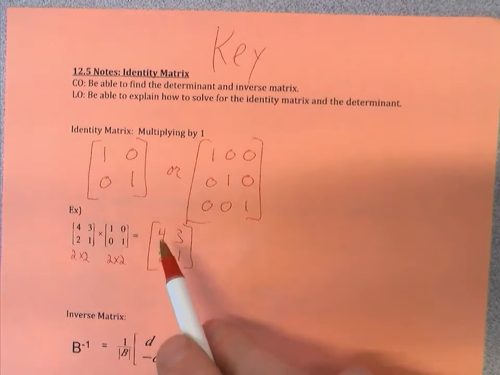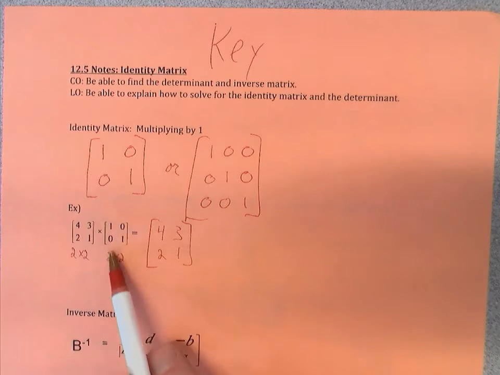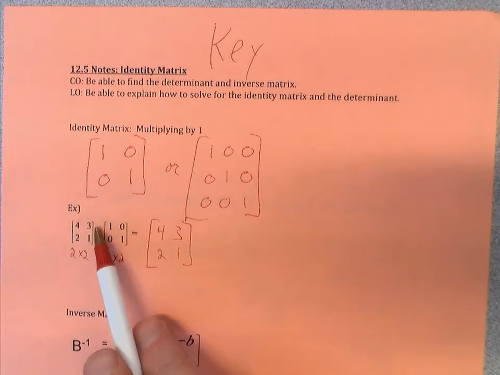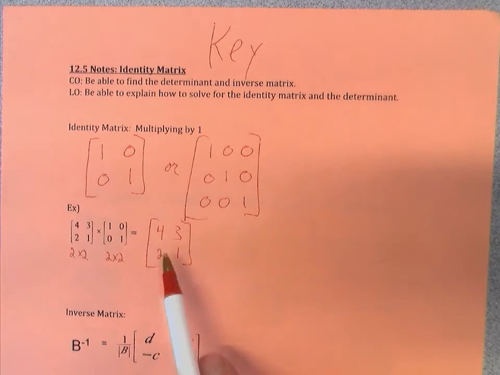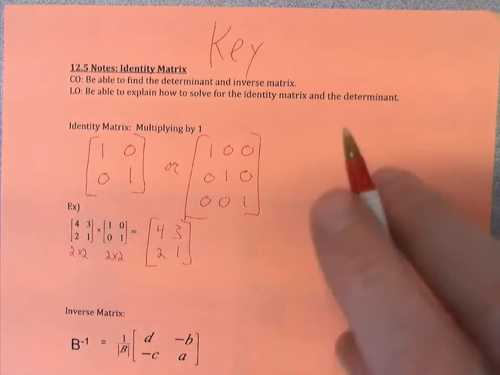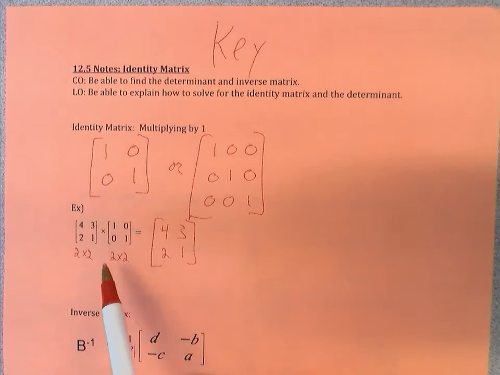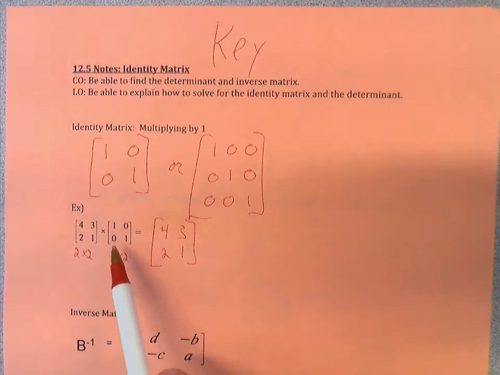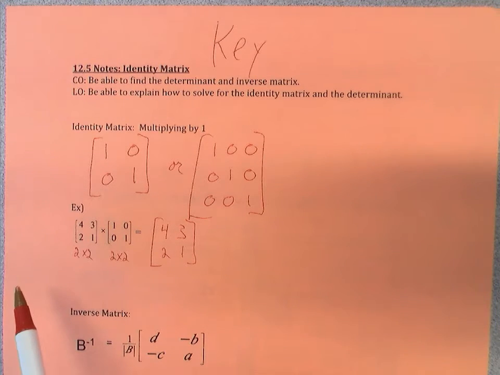And if we went through and did all the calculations, if I took this row times that column and added it, this row times that column, and so on, we would get 4, 3, 2, and 1. It all works out, like the math works. But if we see this situation, we really don't have to go to all that trouble to work out all those individual multiplication and addition problems. We just know that it's going to be this same matrix. So that's an identity matrix.